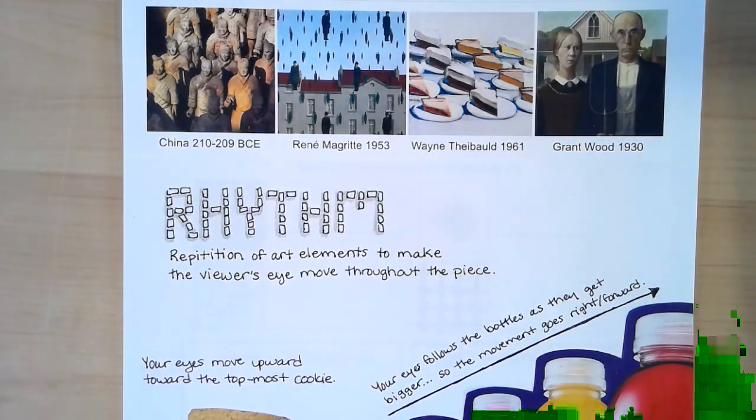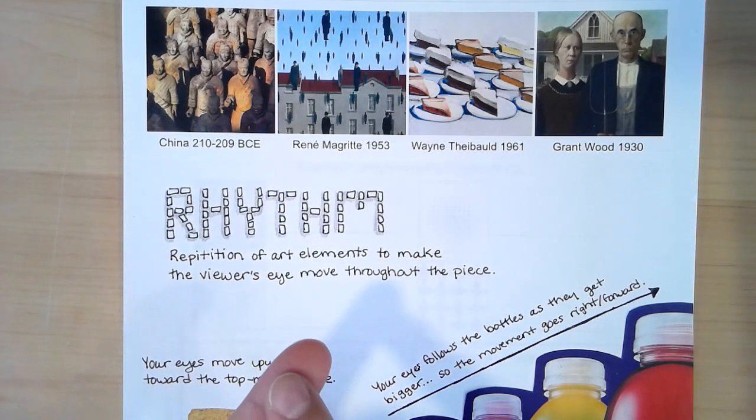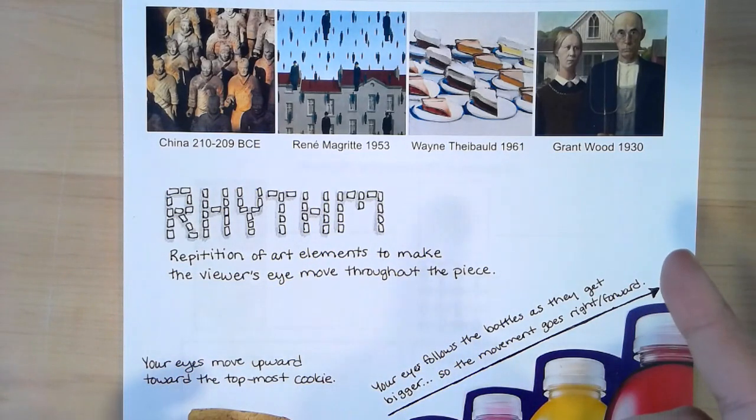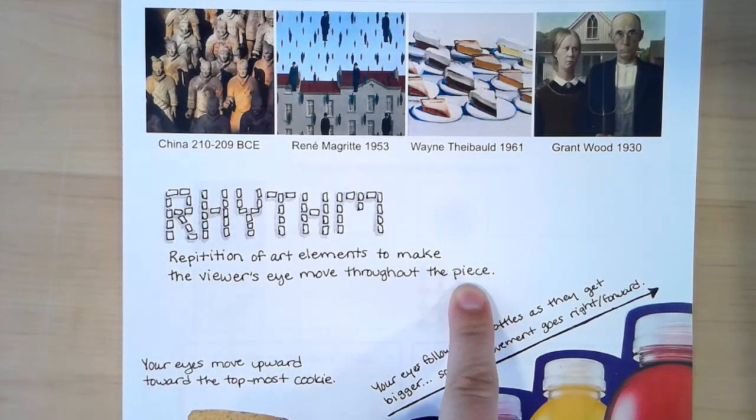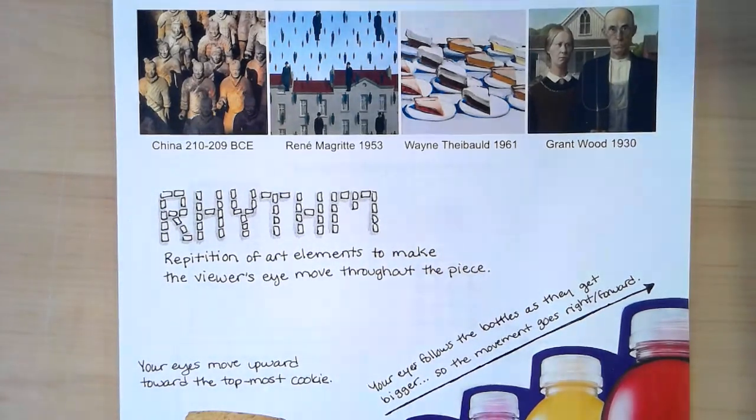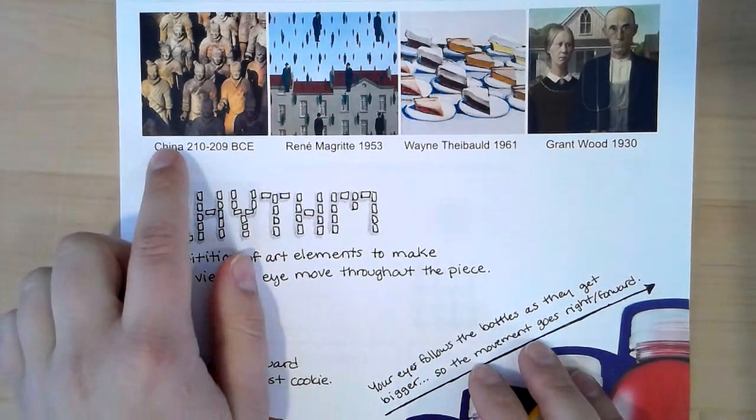We have been talking about the principle of rhythm and how rhythm is kind of a combination of pattern and movement. So repeating art elements in order to make your eyes move throughout a piece. Okay, so we had talked about the terracotta warriors in China.